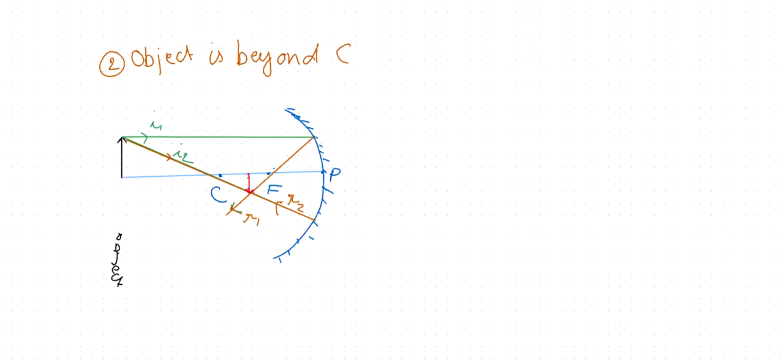Now, what do we notice? Where is our image located? It is between C and F. If you have seen my previous video, you learn all the 4 rules and then it will be so much easier for you to do this. So your image is located between C and F. What is the image size? It is diminished, right? You can see this black line is this big, but this red line is so small. So it is diminished.